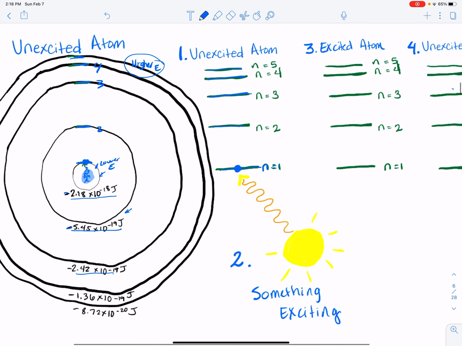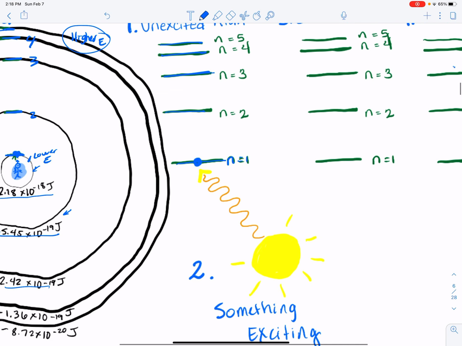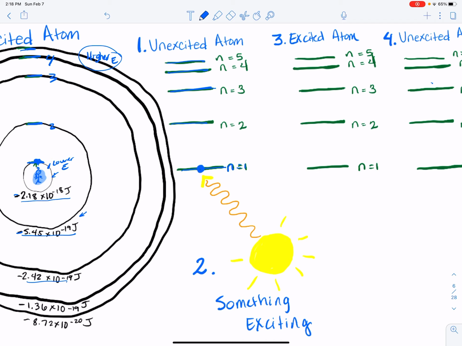So what excites an atom? Well, there's lots of things. This example here is pretending that it's sunlight. So we have our unexcited atom with our electron in the n equals 1 position.